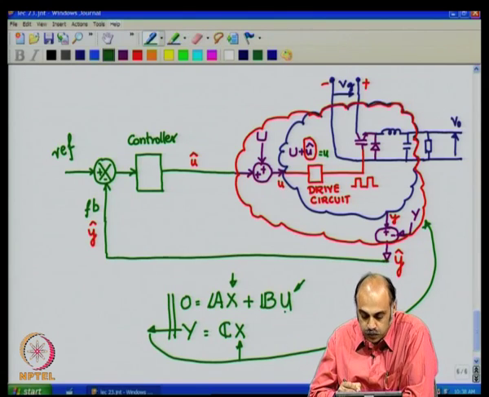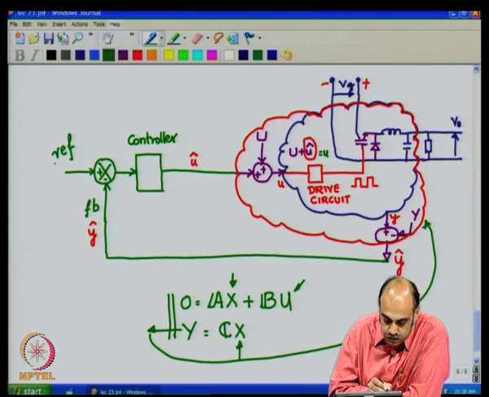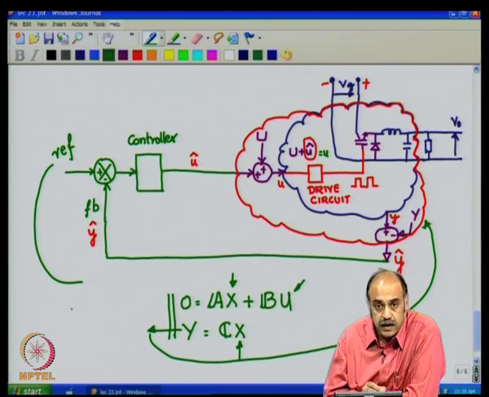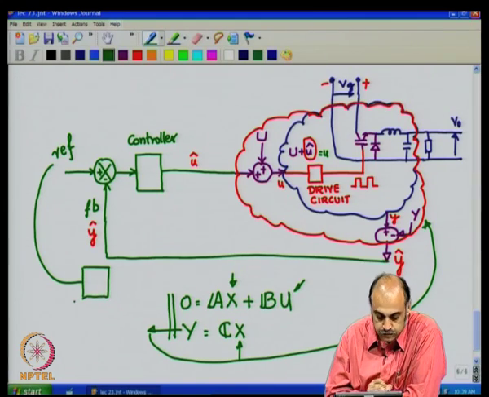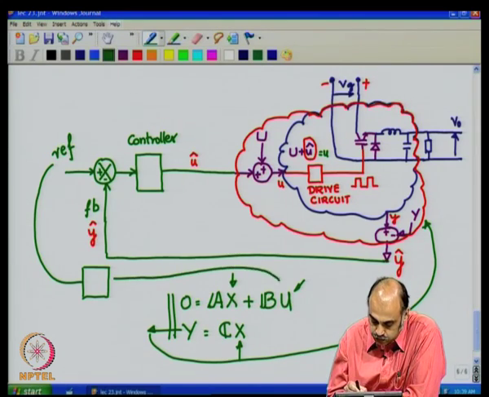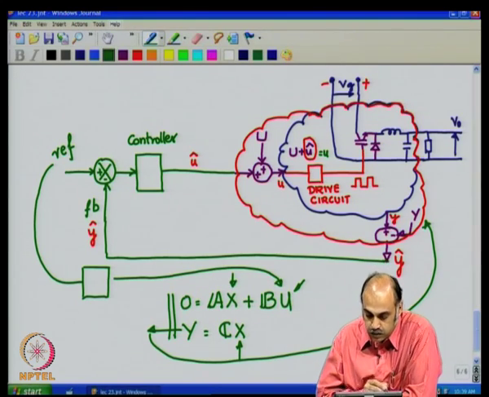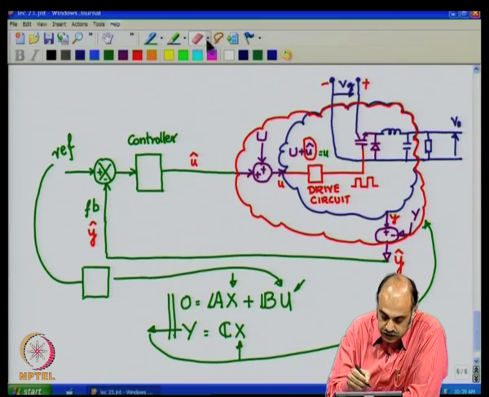And how do you get the u? From the reference, you have the reference, and from the reference you have the steady state relationship to get u. So, this is an inverse relationship.